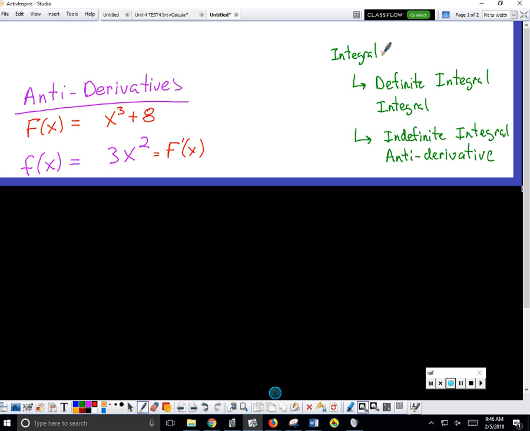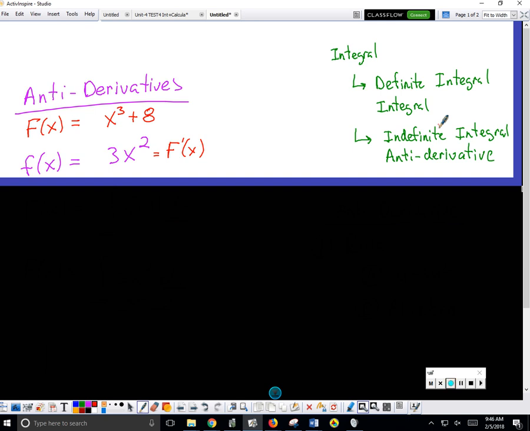The other words that do show up in books and on the internet: a definite integral is what I refer to as being an integral. And I'm not the only one. There's lots of math teachers who like this approach that I'm taking. An indefinite integral is what I call an antiderivative. But again, those are easily confused, so I prefer integral, antiderivative.